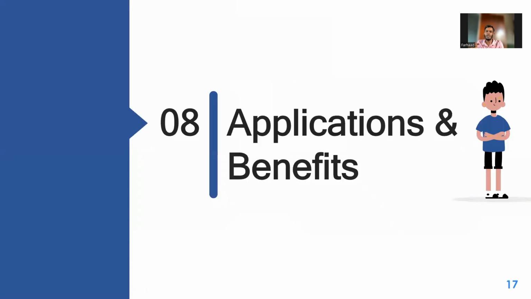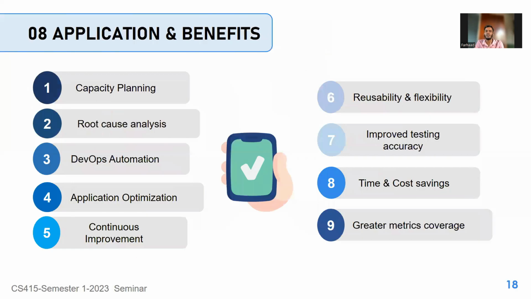Moving on to the applications and benefits now. Stackify Prefix allows capacity planning. So what is capacity planning? Stackify provides real-time performance metrics that can help developers anticipate capacity needs and plan for future growth. By monitoring key performance indicators such as response time, throughput, and error rate, developers can identify potential bottlenecks and plan accordingly.